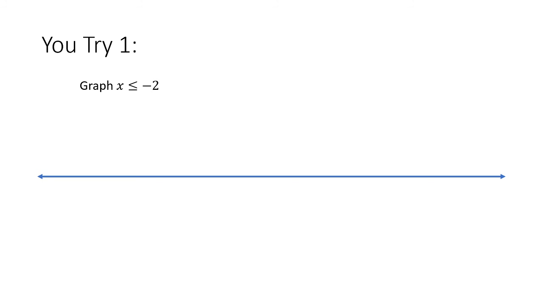Now that you've tried it on your own, let's do it together. So here's -2, here's -3, here's -1. I want a solid dot at -2 since it does include it, and it's all the numbers less than -2. So I'm going to draw an arrow to the left.